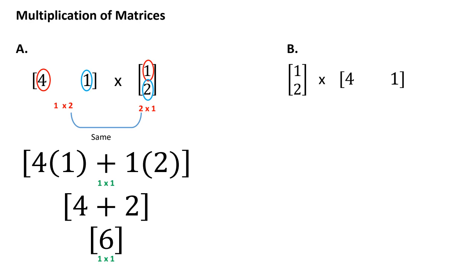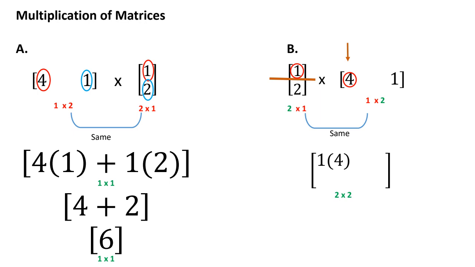All right, let's look at B. The dimensions of my first matrix is a 2 by 1. The dimensions of my second matrix is a 1 by 2. So the number of columns of the first is equal to the number of rows of the second. So I can multiply these together. So the way I'm going to multiply this is row times column. Okay, so I'm going to multiply 1 times 4.